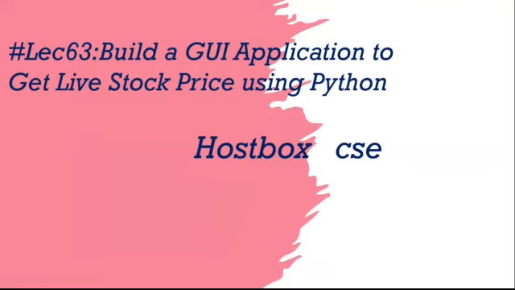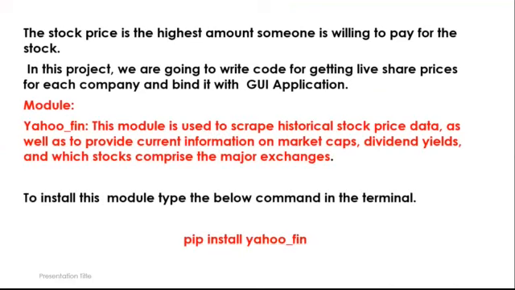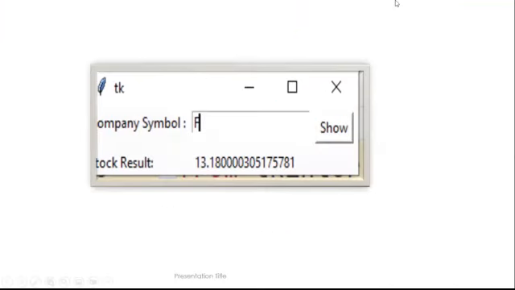If you want, you can do it with the help of some Python libraries and the Tkinter concept only. Before that, here is how the output looks. Suppose I want to execute the project with the company symbol F. It shows the stock result 13.8, which is real-time. After some time it changes. I have to give the company symbol, A, B or A, P, F like that, press the show button, and it will go.